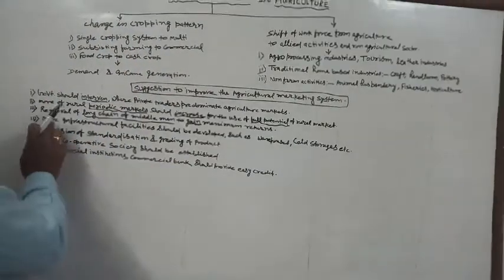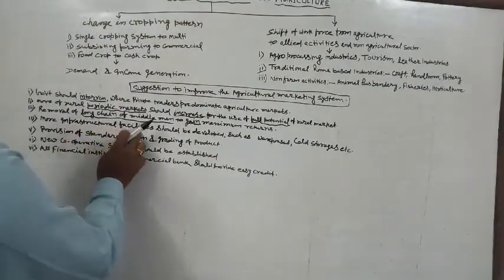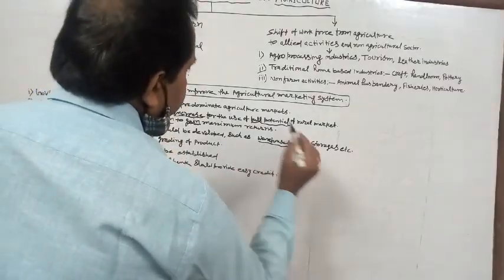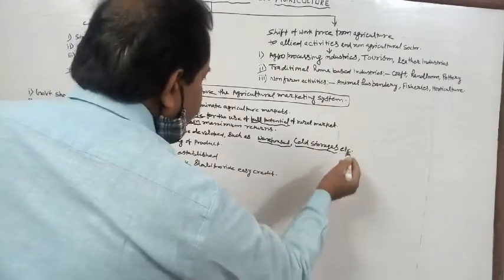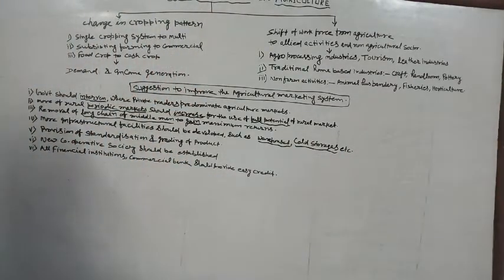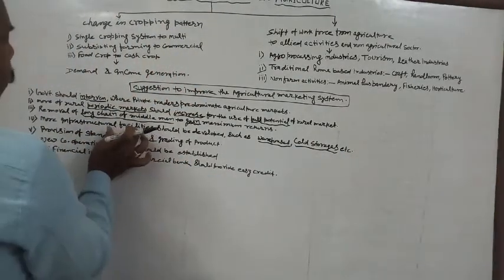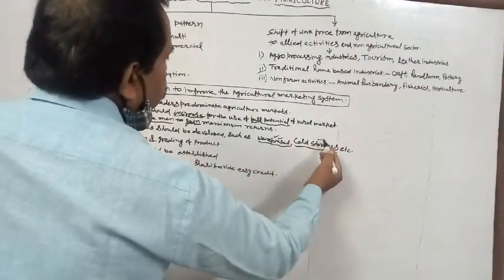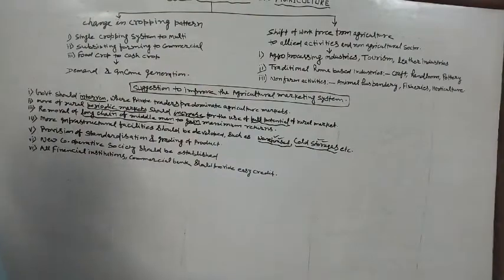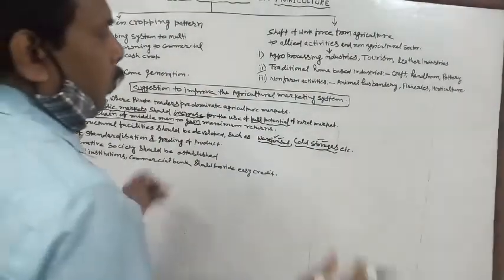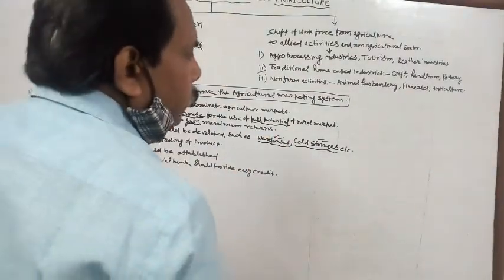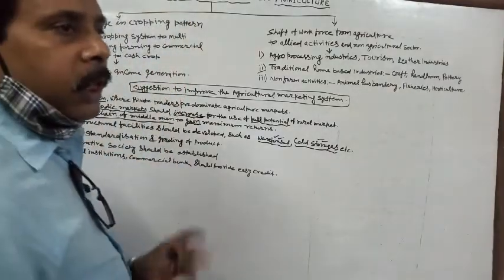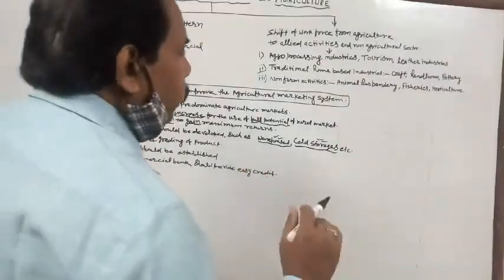Next, more infrastructural facilities should be developed, such as warehouses, cold storage, etc. The farmers face the problem of lack of warehouses and cold storage. As a result, they are unable to stock their production and are compelled to sell their products at a cheaper rate.